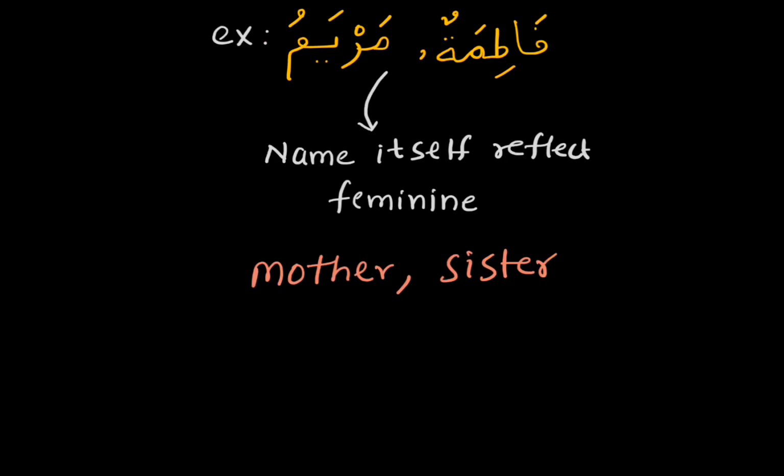Now, if you take mother and sister, they are also natural feminine genders. So, in Arabic, such feminine nouns are known as muannas haqiqi.